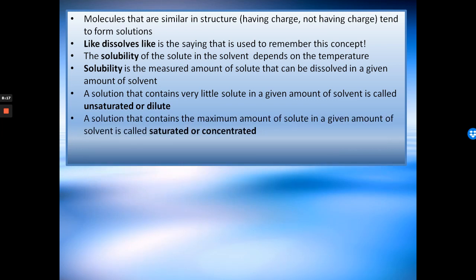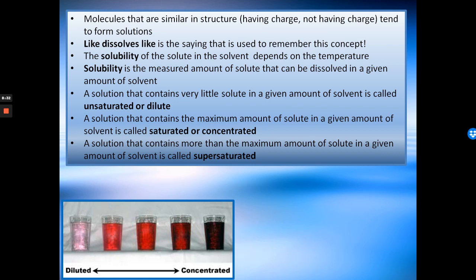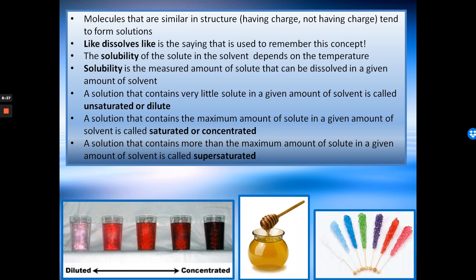A solution that contains the maximum amount of solute in a given amount of solvent at a particular temperature is said to be saturated. And a solution that contains more than the maximum amount in a given solvent at a given temperature is supersaturated. You can see some examples here with dye, and sugar and candy, and sugar and honey are examples of supersaturated. That's how you make the little rock candy crystals: you have to make a supersaturated sugar solution.